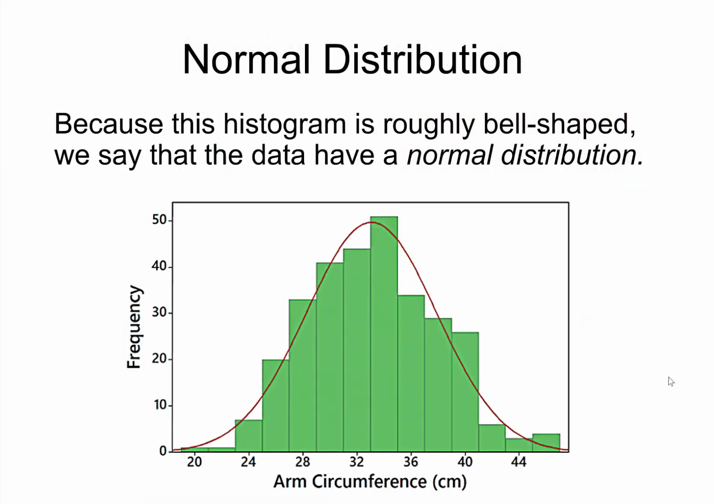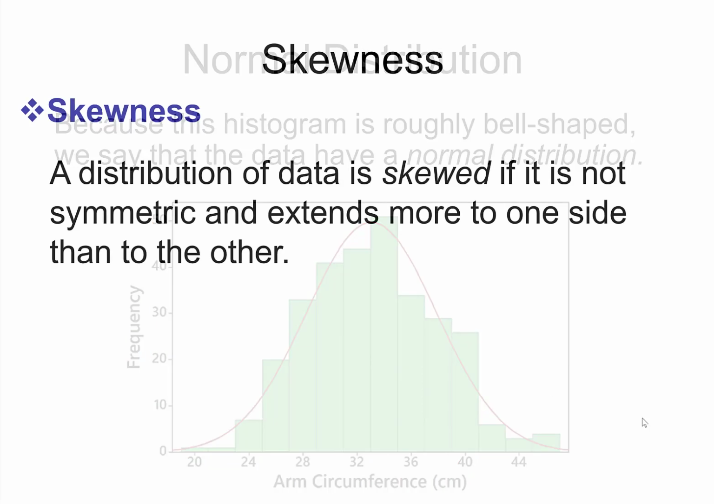Because this histogram is roughly bell-shaped, we say that the data have a normal distribution. Frequencies start low, work up to a maximum, drop back down, and if we drew a line in the middle and put the two sides on top of one another, it's roughly symmetric.